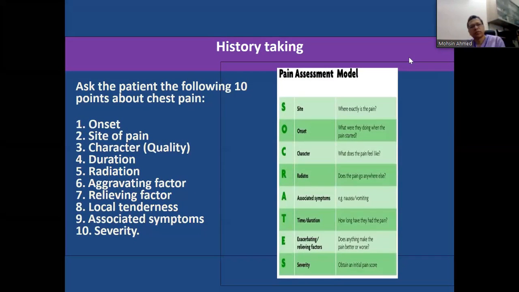So you should take at least the history: onset, site of the pain, character, duration, accompanying factors, relieving factors, local tenderness, and symptom severity. Approach the patient with chest pain meticulously for diagnosis; it is either cardiac, respiratory, or abdominal, such as cholecystitis, or sometimes an anxiety disorder.